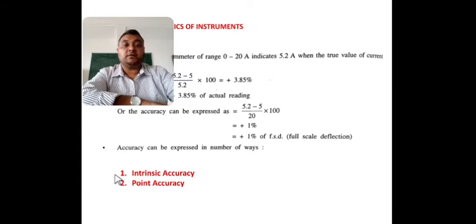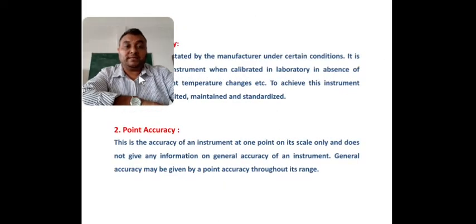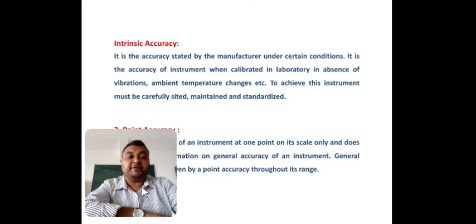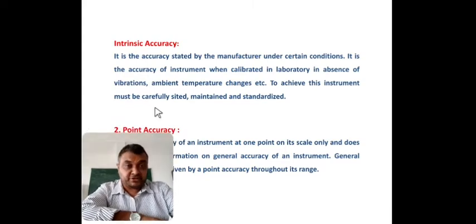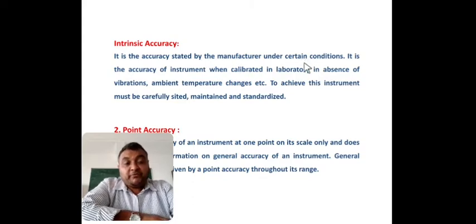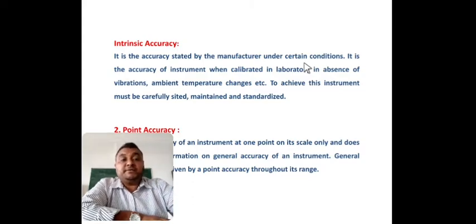There is one that is intrinsic accuracy, and the second one is the point accuracy. So what is intrinsic accuracy? Here the definition is given. If you read the definition, you can see it is the accuracy stated by the manufacturer under certain conditions. So the manufacturer will give you certain conditions, and according to those conditions you have to measure the accuracy of that particular instrument.